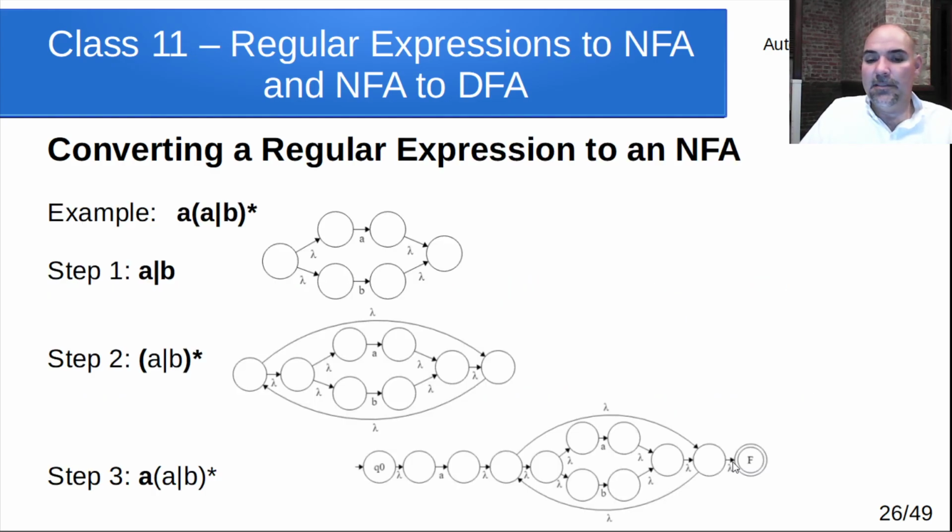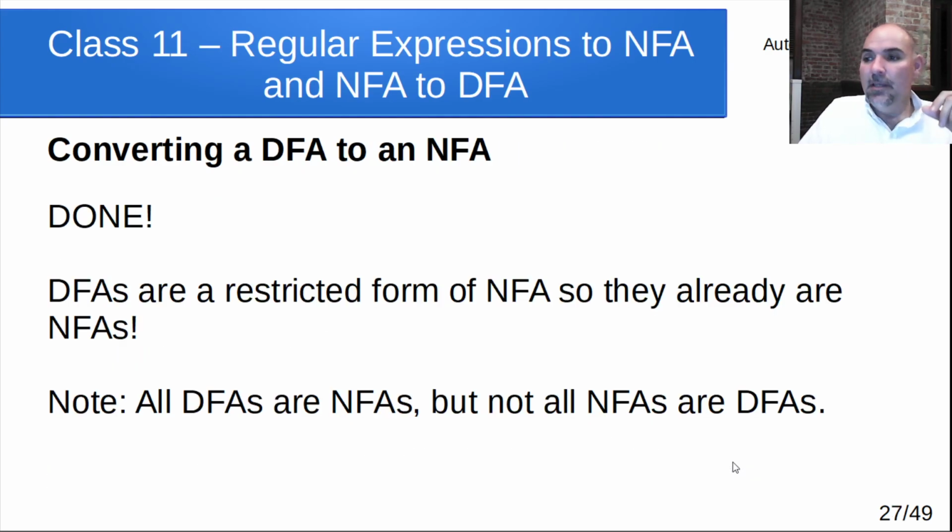Now, moving on, converting another kind of conversion. Converting a DFA to an NFA. And this one is actually really easy because it's already done. So DFAs are just a restricted form of an NFA that doesn't allow lambdas and doesn't allow multiply defined edges and is a total function. But notice that still falls into the category. We've just taken some certain aspects away from an NFA, but it's still an NFA.